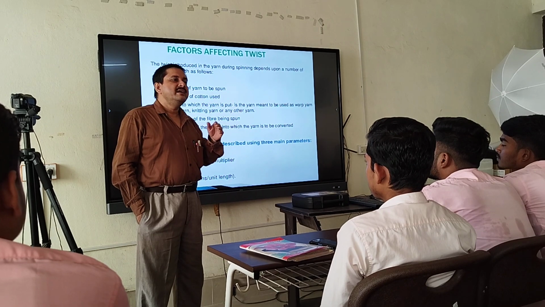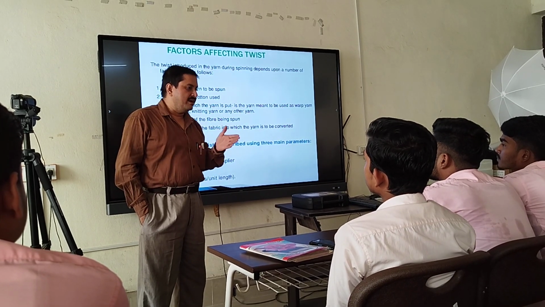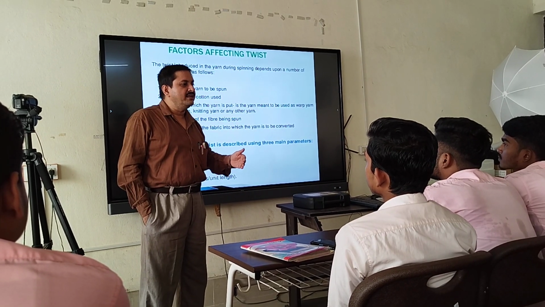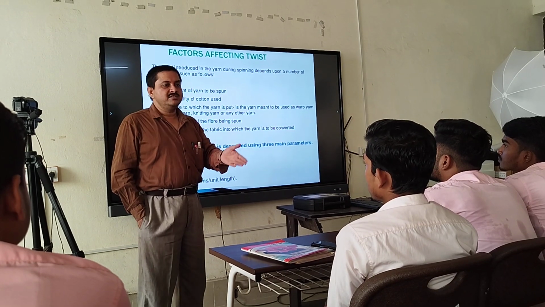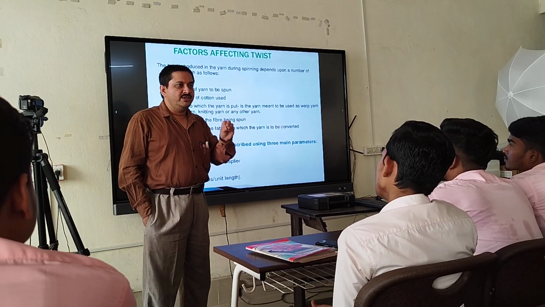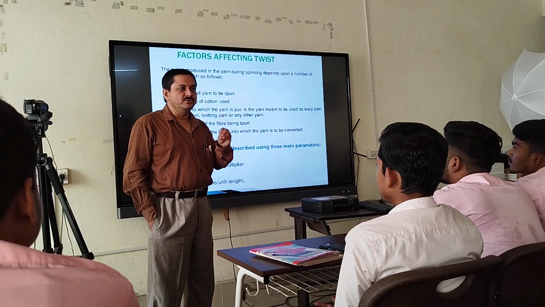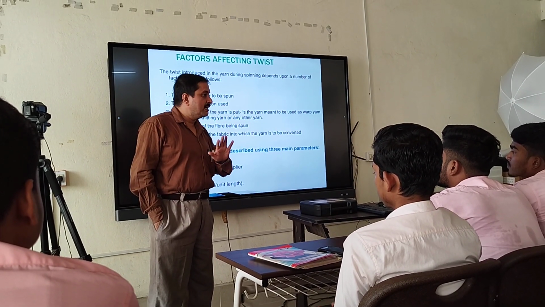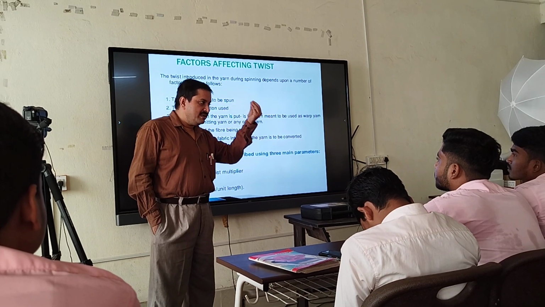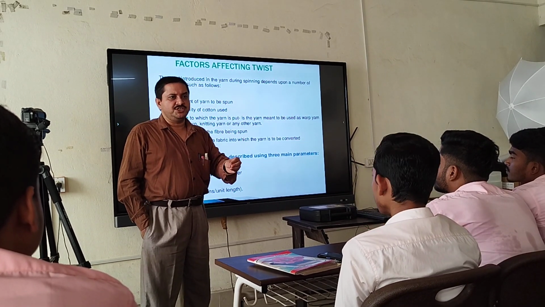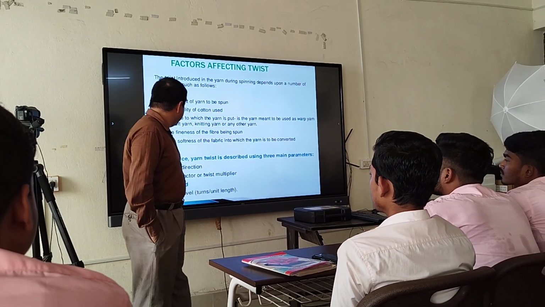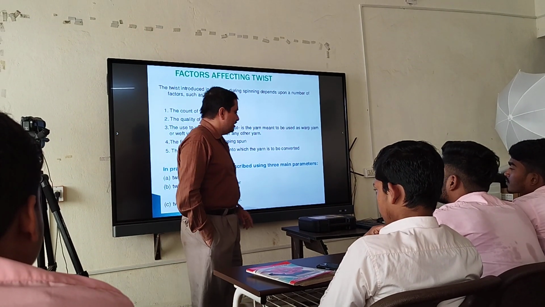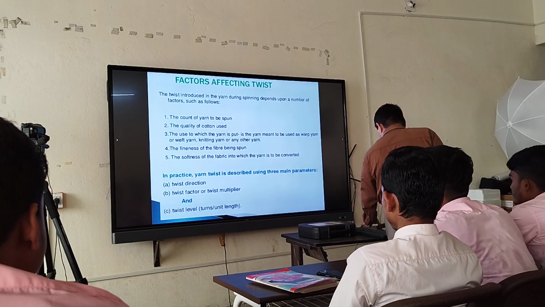Some people say that in the direct system people address this, and in the indirect system we address this. But from my point of view, twist factor and twist multiplier are different words, but people express them in different situations or conditions. Then twist level, the amount of twist remaining.